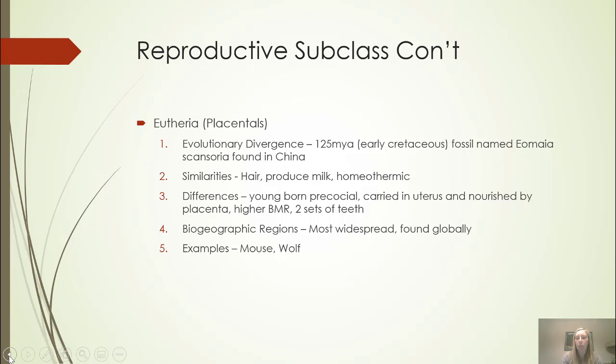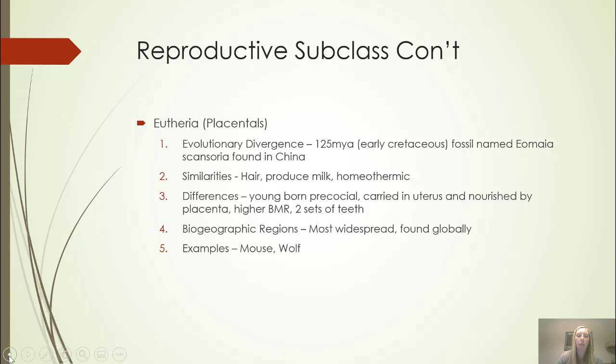It was very well preserved. There was even hair still attached to it. So this gave scientists a really good timeline of when the placentals really started to develop. They share those same similarities, but differences with them. The young are carried in the uterus and nourished by a placenta.